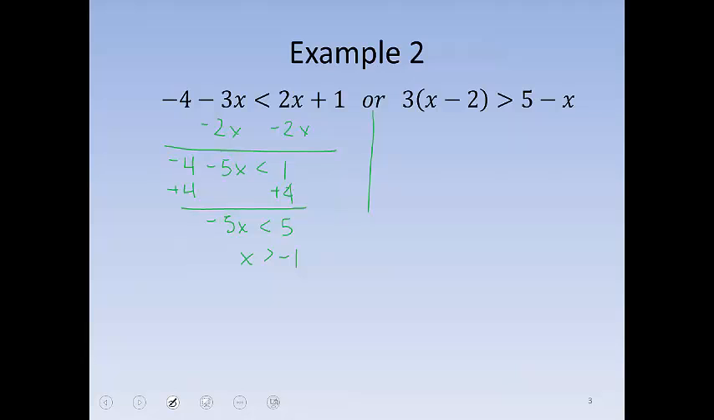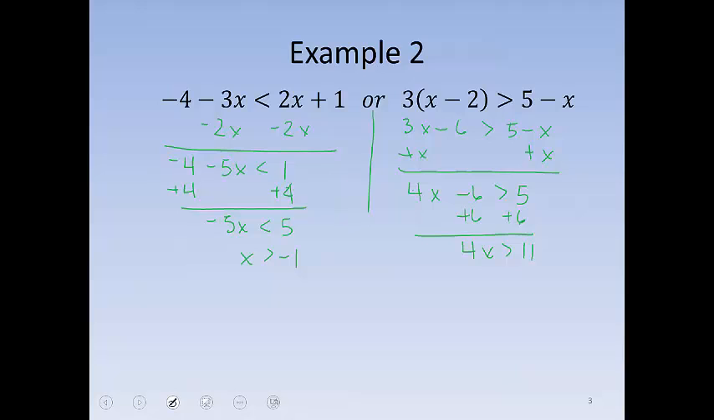I'm going to distribute the 3 here, so that will give me 3x minus 6 is greater than 5 minus x. Now I'm going to add this x to the other side so they're all collected in one place, giving me 4x minus 6 is greater than 5. Lastly, I will add 6 to the other side. Did I say lastly? Of course I've got one more step.